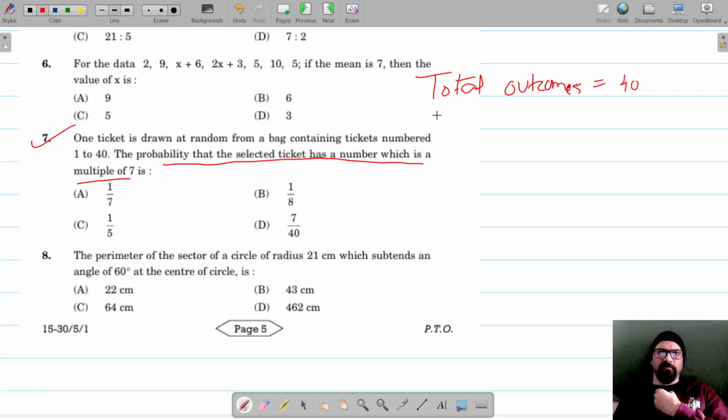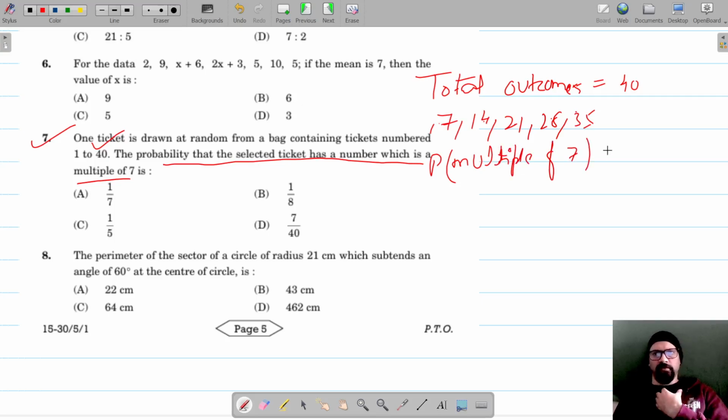So multiples of 7 are: 7 ones are 7, 7 twos are 14, 7 threes are 21, 7 fours are 28, 7 fives are 35, and 7 sixes are 42, but that's greater than 40. So we have a total of 1, 2, 3, 4, and 5. So the probability of selecting a multiple of 7 is 5 by 40, which is equal to 1 by 8. Okay, so for question number 7, option B is the correct answer.